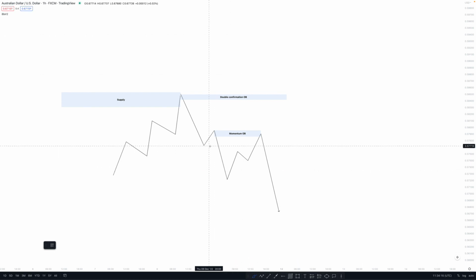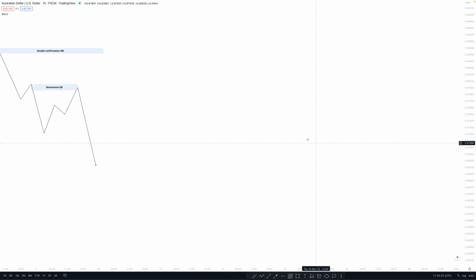So again, guys, those are the rules that you're always going to follow. If your entry criteria is not met, you are not going to trade it. And again, everything is going to be explained more as you go on.